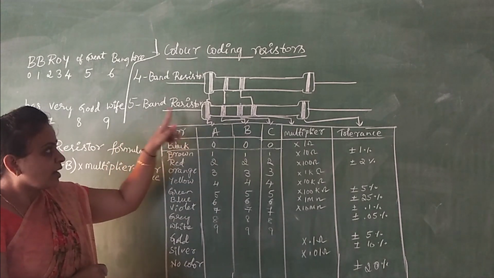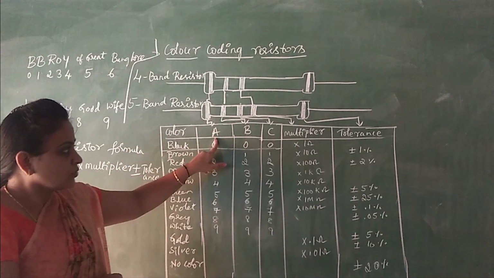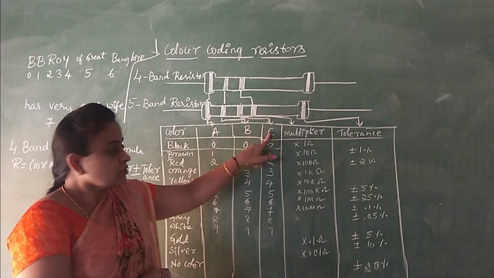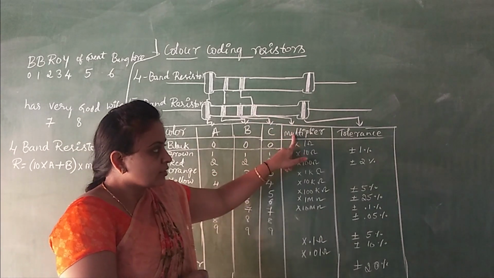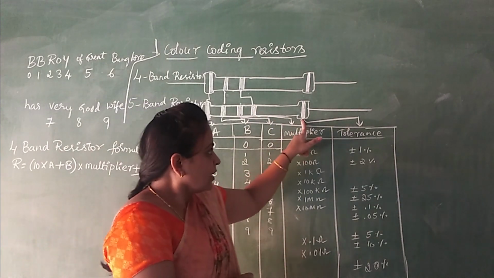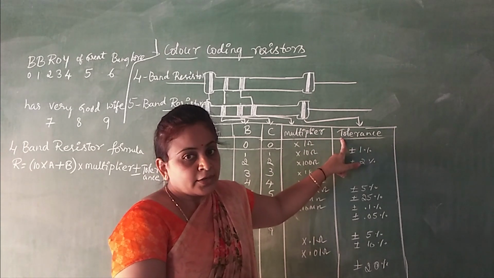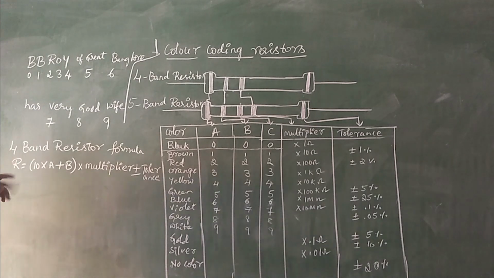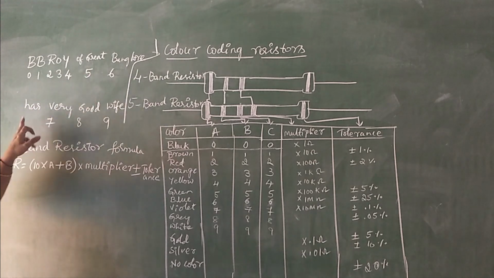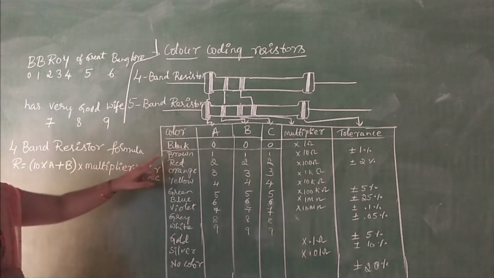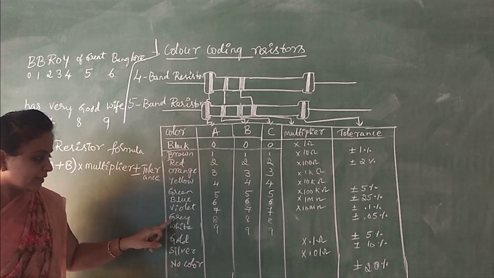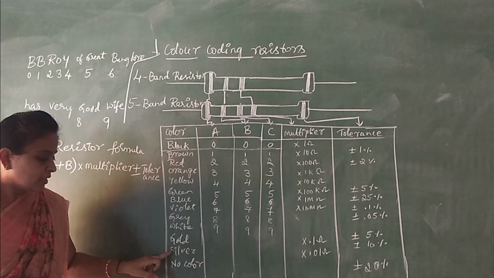Similarly, for the 5-band resistor, the first color goes to the A column, the second color goes to the B column, the third color goes to the C column, and the fourth color goes for the multiplier, and the last one goes for tolerance. Now, I will explain how to remember these colors. This is the short form for remembering the colors: brown, red, orange, yellow, green, blue, violet, grey, white, gold, silver, no color.